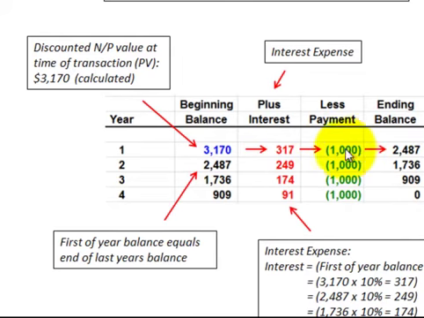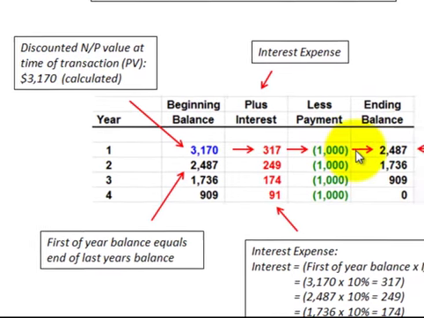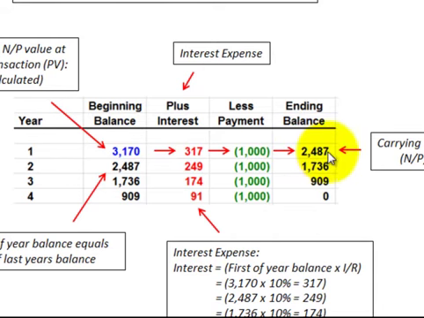Then we subtract out the payment we made at the end of the year, and we have an ending balance of $2,487, this represents our carrying value of the notes payable. Then for year 2, we take the ending balance of year 1, and that's our beginning balance of year 2. We go through the same steps. 10% times the beginning balance here, $2,487, equals $249, less the payment that we made of $1,000, and we get $1,736, our ending balance. So then years 3 and 4, we followed the same steps.